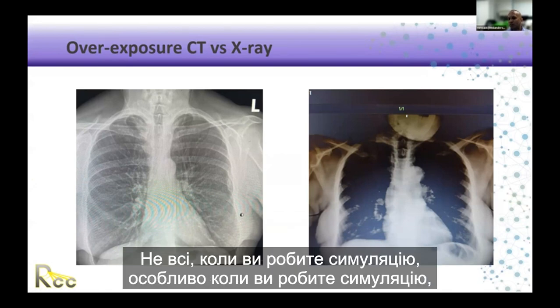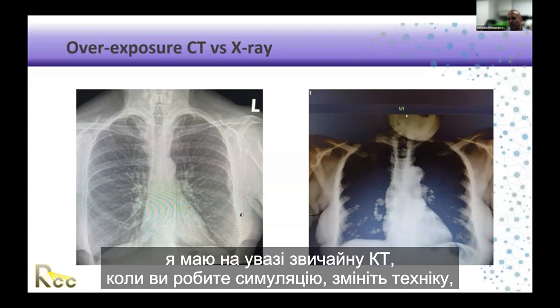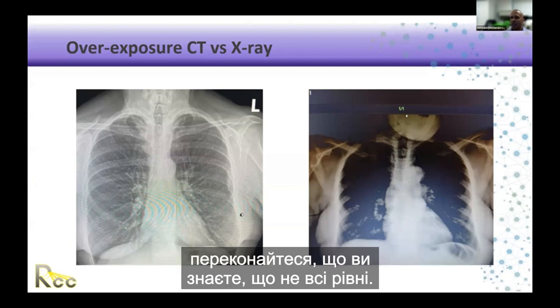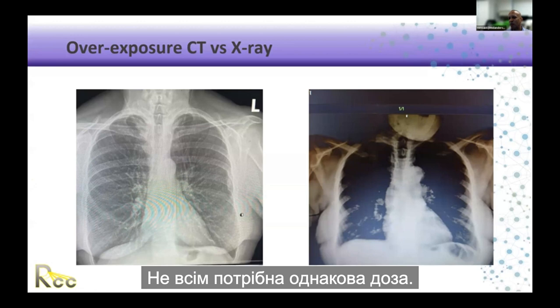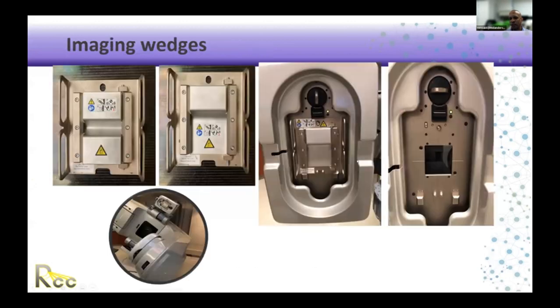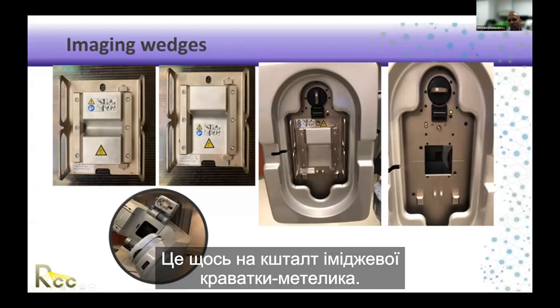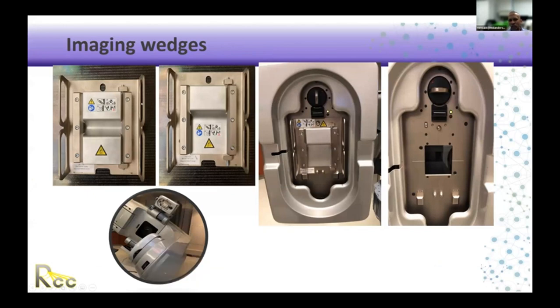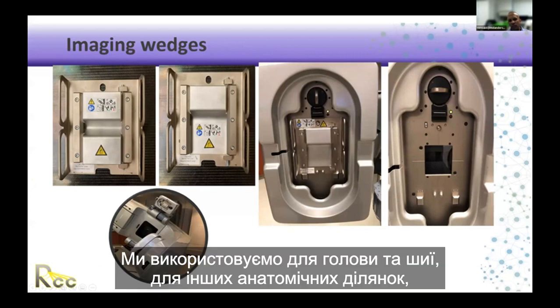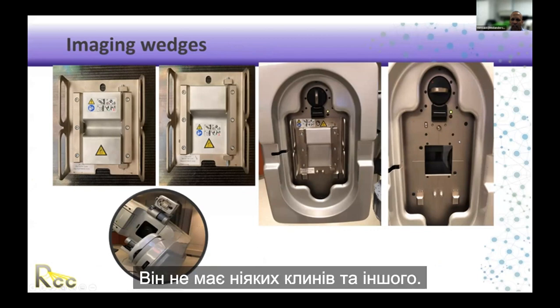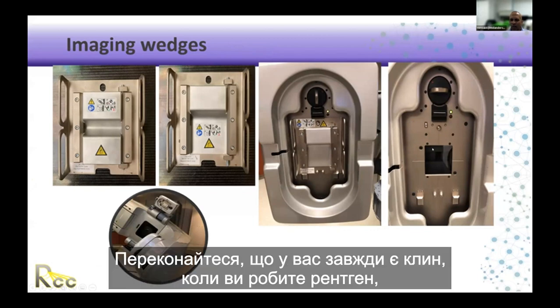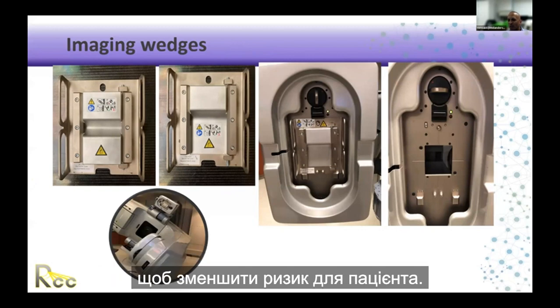Especially when you do simulation, I'm talking about regular CT, change the technique. Not everybody is equal. Not everybody needs the same dose. These are the image wedge, or bow tie, which we use for head and neck. And this one right here doesn't have any wedge. Make sure you always have the wedge when you X-ray, so less dose goes to your patient. Make sure it's not out.